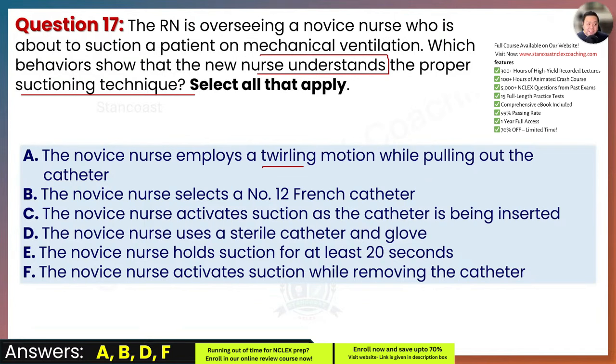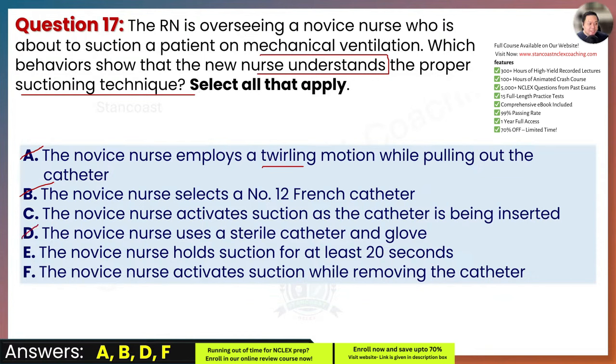Now, letter B: the novice nurse selects a number 12 French catheter. All right. So this is also an appropriate size for adults. It's big enough to remove the secretions effectively without causing any excessive irritation. Now, if the novice nurse picked something much larger, this could be too harsh. And if they picked a much smaller size, then it might not work. And so this option would reflect that the novice nurse is actually doing the right thing.